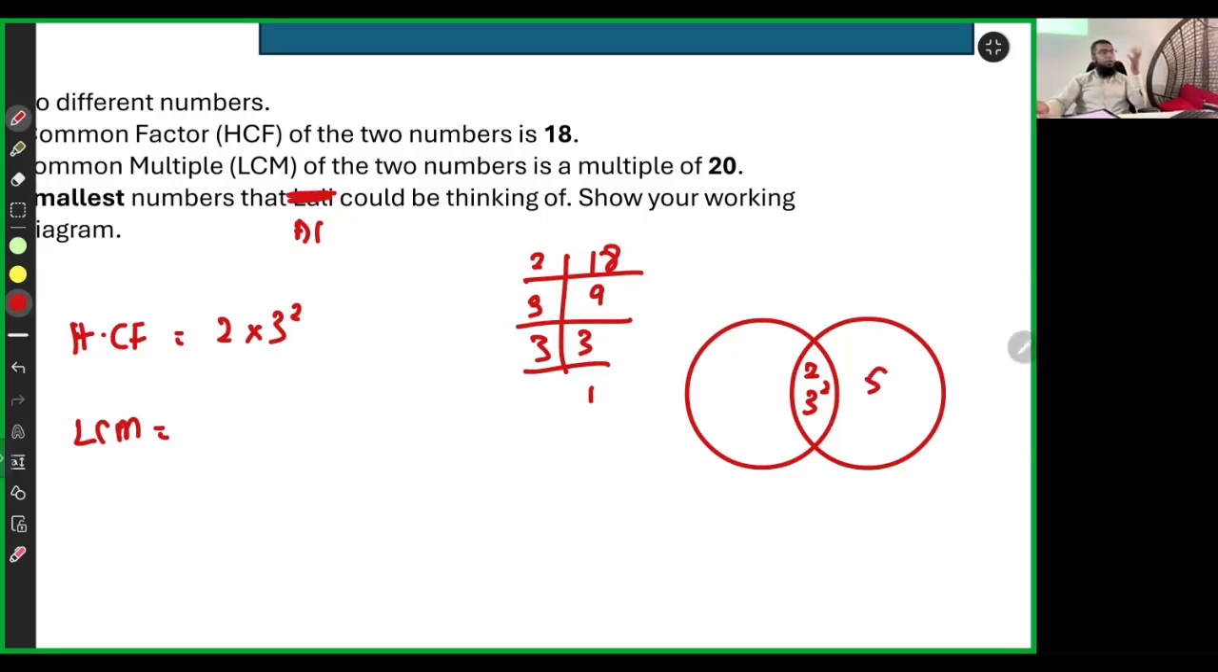What if I multiply with 5 only? क्या आंसर आएगा? 90. 2 into 3 squared times 5. 90 आ रहा है. Is it a multiple of 20? No. तो ये तो हम ले ही नहीं सकते फिर. 90 is not a multiple of 20. So 5 की assumption wrong है. हमें कोई और काम करना पड़ेगा.